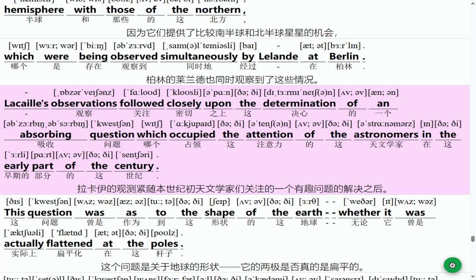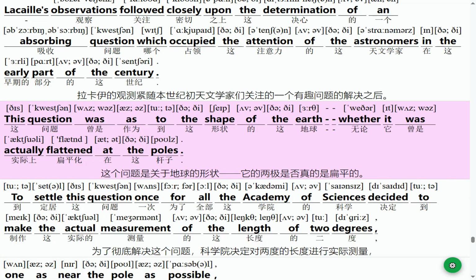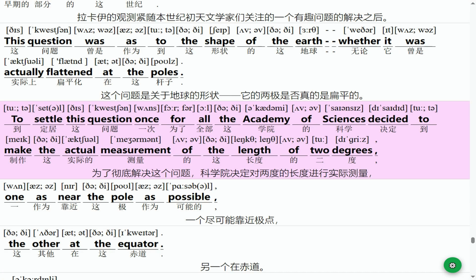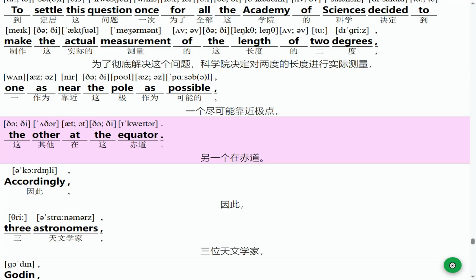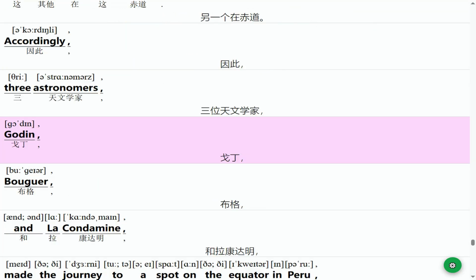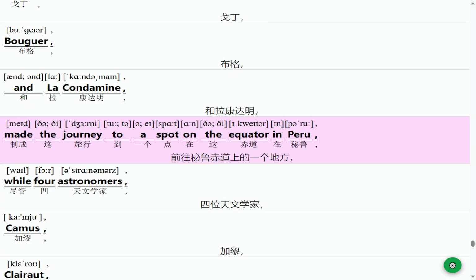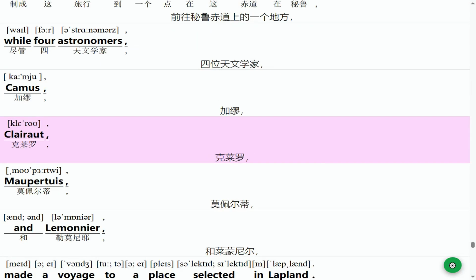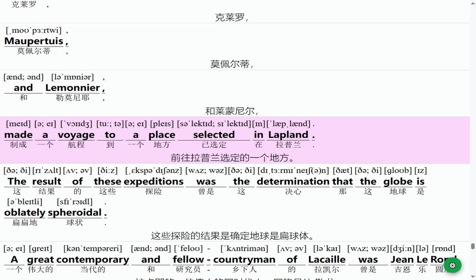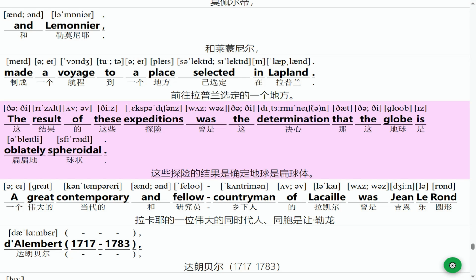Lacaille's observations followed closely upon the determination of an absorbing question which occupied the attention of the astronomers in the early part of the century. This question was as to the shape of the Earth, whether it was actually flattened at the poles. To settle this question once for all, the Academy of Sciences decided to make the actual measurement of the length of 2 degrees, one as near the pole as possible, the other at the equator. Accordingly, 3 astronomers, Godin, Bouguer, and La Condamine, made the journey to a spot on the equator in Peru, while 4 astronomers, Camus, Clairaut, Maupertuis, and Lemonnier, made a voyage to a place selected in Lapland. The result of these expeditions was the determination that the globe is oblately spheroidal.